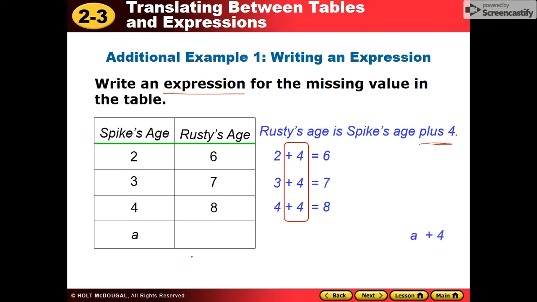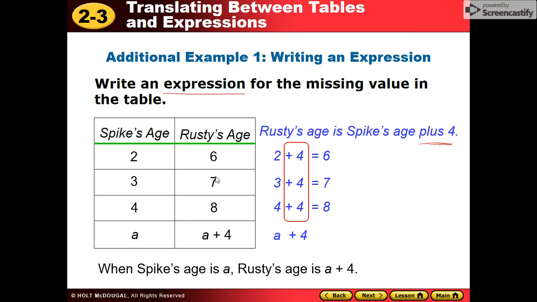If we take Spike's age, which here is A, and we add 4, we will get Rusty's age. This A stands for, well, it can be any age. And all we have to do is add 4, and we'll come up with Rusty's age. When Spike's age is A, Rusty's age is A plus 4.